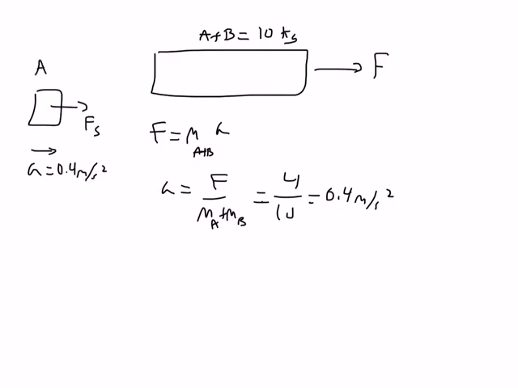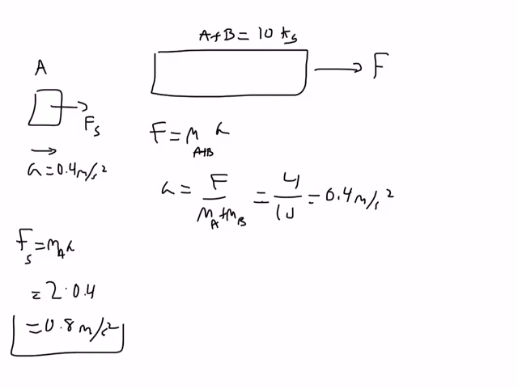And so we can write that the net force, which is the spring force, equals m times a, or 2 times 0.4, and you once again get 0.8 meters per second squared. So you can see it's the same exact answer.